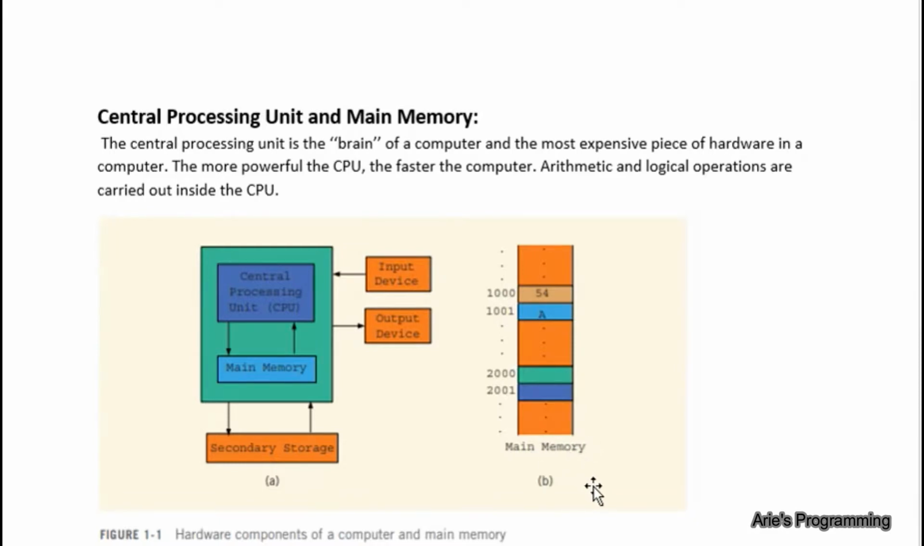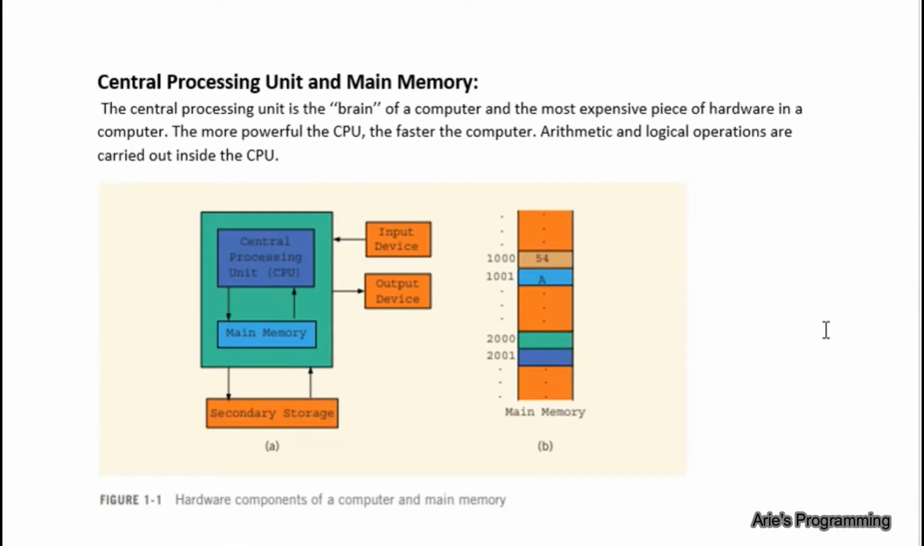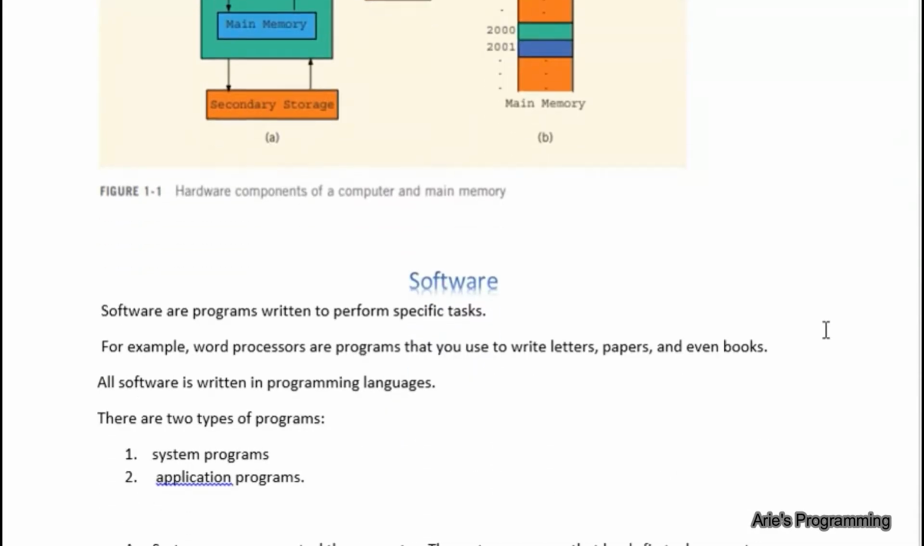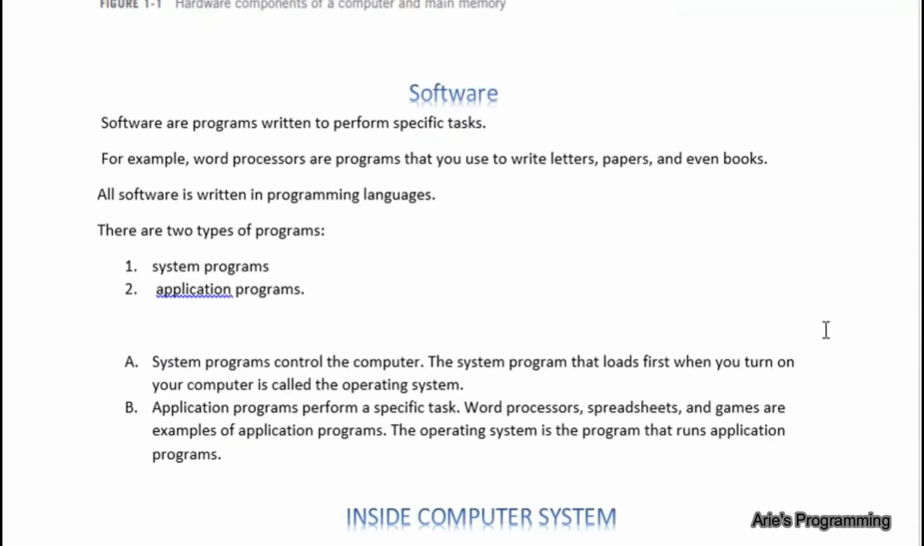Main memory is an ordered sequence of cells called memory cells. Each has a unique location in main memory called an address. These addresses help you to access the information stored in that cell.